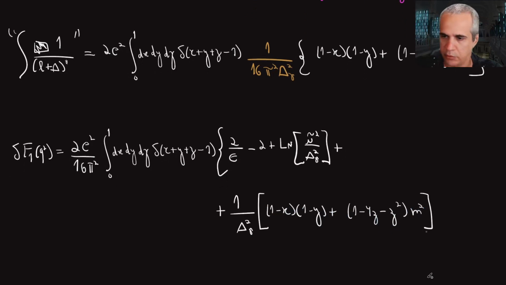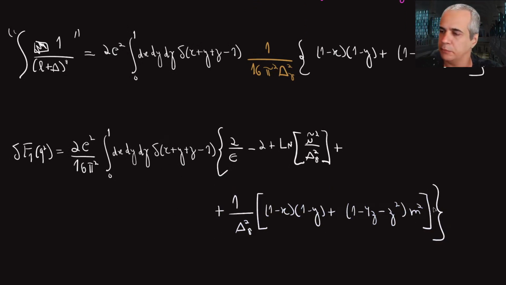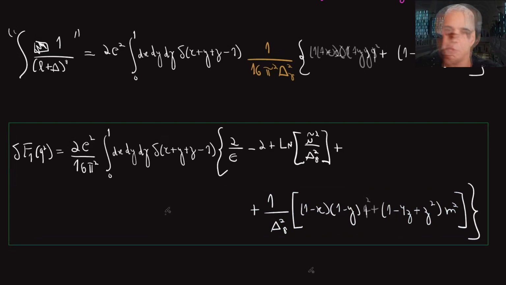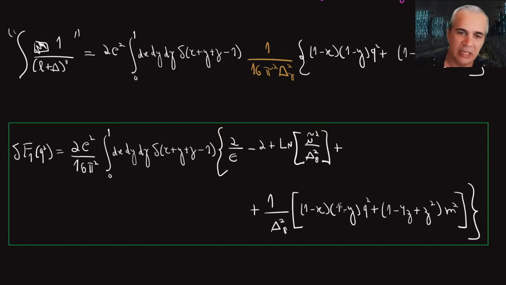Close this bracket and then close this one, right? There you go. And I fixed a q square that I was missing here and a sign here through the magic of video editing, right? So now we have this expression for delta F1, right?